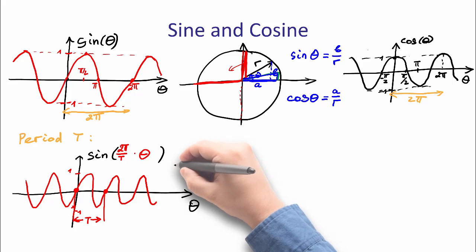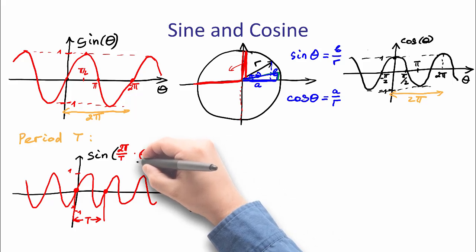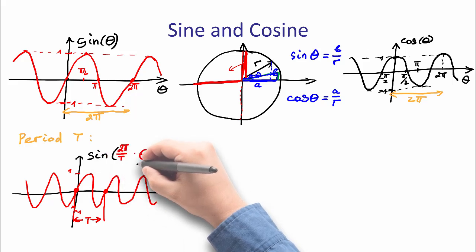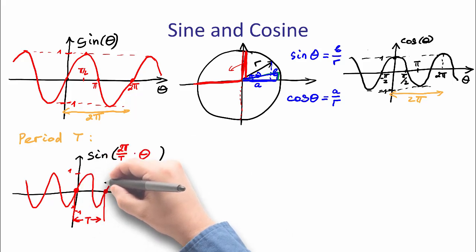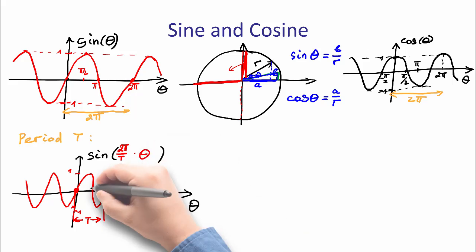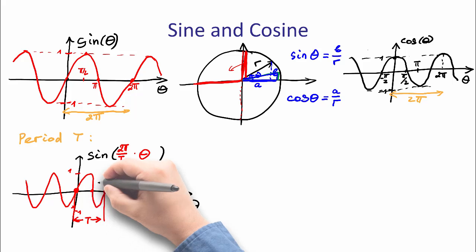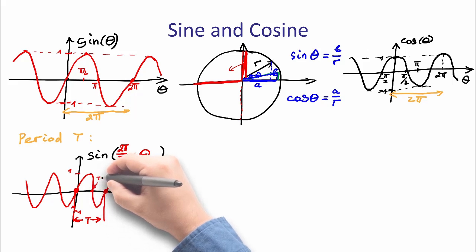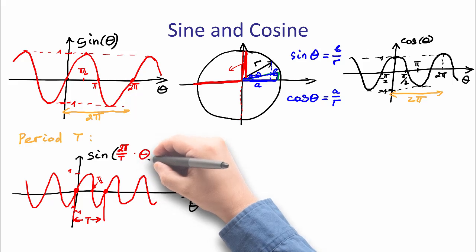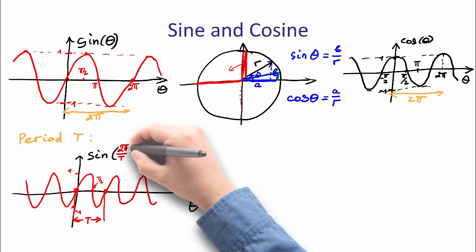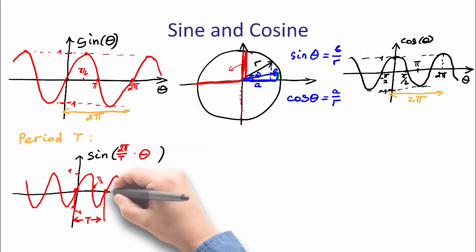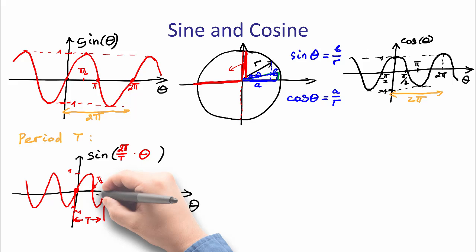Let's check why this is true. Let's say theta equals 0. If theta equals 0, this is sine of 0, and we get 0 as expected. Let's say theta equals t half. We hope to get 0 again. So if theta equals t half, then this is sine of pi, but sine of pi is 0, as we know. So we will get that point mapped here.